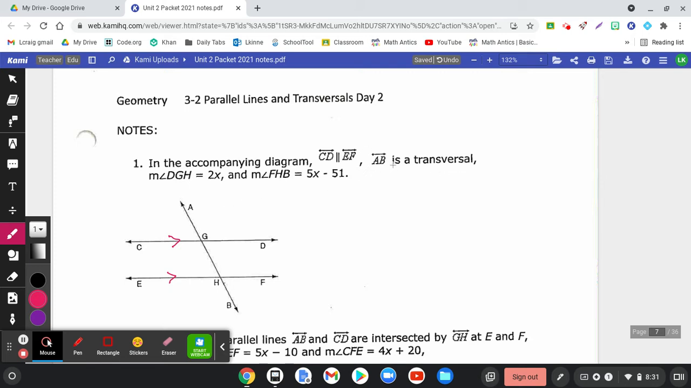But let's throw some algebra into the mix. It says the measure of angle DGH. So again, follow the path D to G to H. That's this guy right here. Is represented by 2x. And then the measure of FHB, this guy right here, is represented by 5x minus 51. So let's look at the relationship between just those two angles. If you were to cut this right here and line up your parallel lines, these two angles would match up perfectly. So they are corresponding angles. I know it doesn't ask for that, but it will later on.